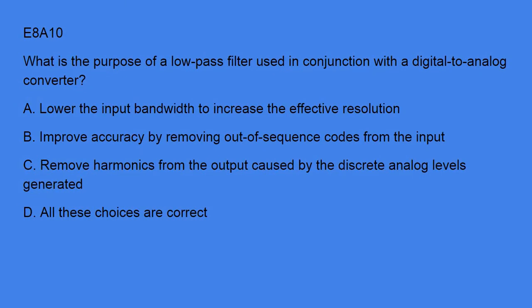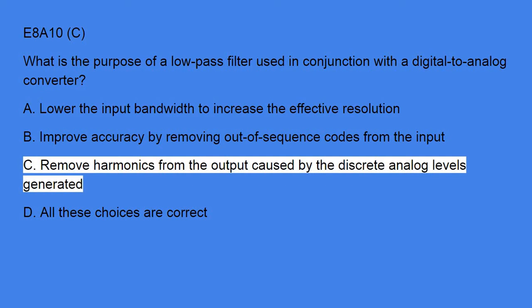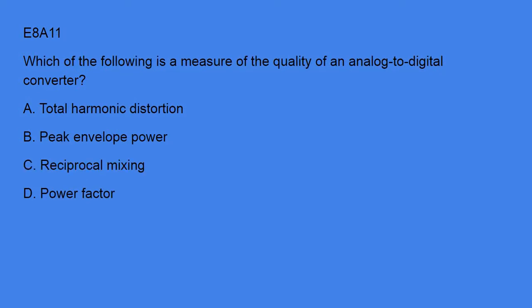E8A10, what is the purpose of a low-pass filter used in conjunction with a digital to analog converter? Removes harmonics from the output caused by discrete analog levels generated. E8A11, which of the following is a measure of the quality of an analog to digital converter? Total harmonic distortion.